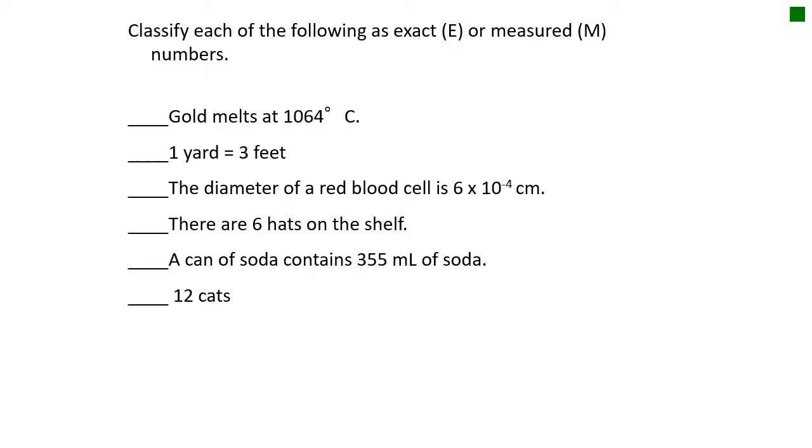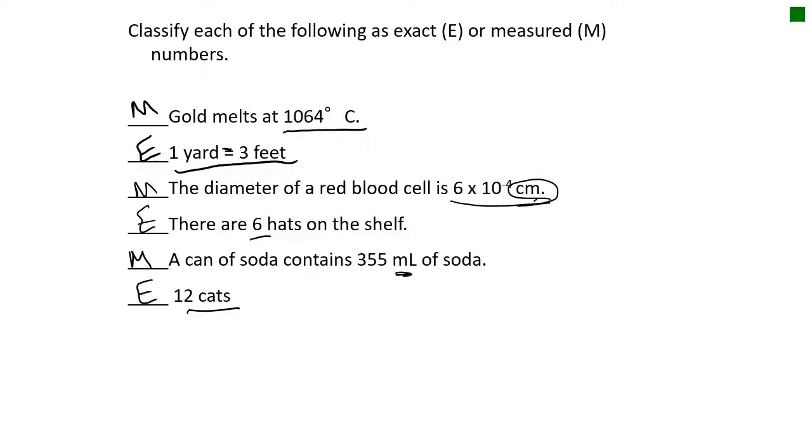So let's classify these as exact or measured. Gold melts at this temperature. Well, you need a thermometer, therefore it's measured. 1 yard is 3 feet. Well, we tend to put 3 lines on that, and that means exactly. It's a definition, and this one is exact. You would be told that the diameter of a red blood cell is about this. Well, it's a centimeter, it's a measurement, and that is going to be M, not exact. 6 hats, counting number, exact. Can of soda has this number of mLs. Well, that's a measurement, therefore M. 12 cats, too many cats. That's exact.